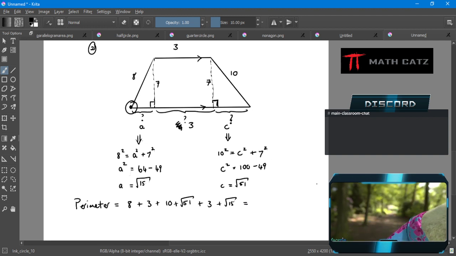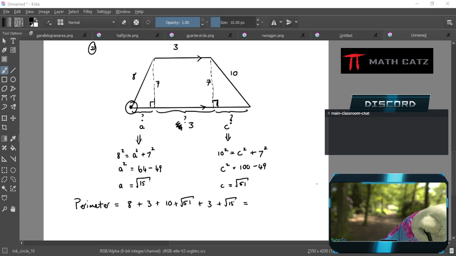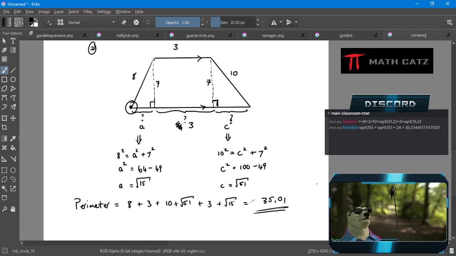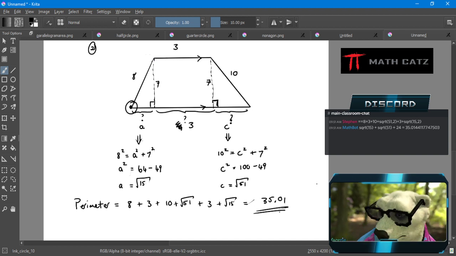And then MathBot can hopefully find that for me. It says 35.01. Now I'm not sure what the units are, but there we go. Now I don't want to go too fast, though perimeter should be a fairly straightforward concept for familiar shapes, shapes where I either have all the side lengths or I can fairly easily find the missing side lengths. But let me know if there are any questions.